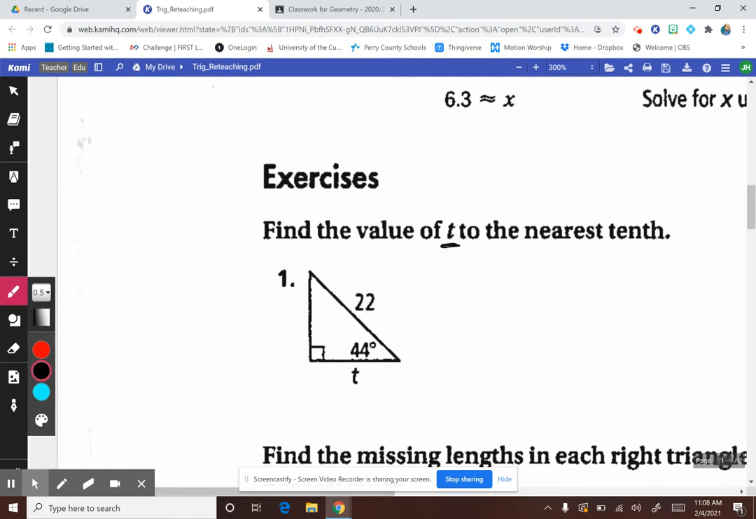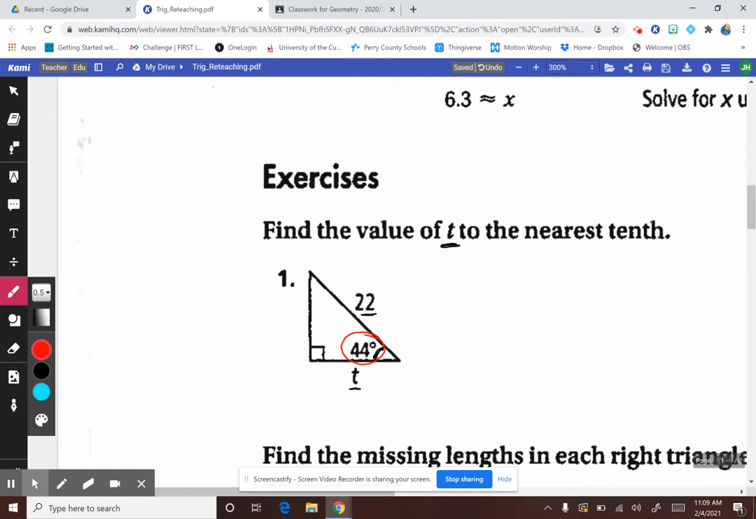So we're looking for the value of t. Well, you notice t is right here, okay? Now, the only other information that we're given is this side length right here, and this particular angle right here, which is 44. So what I want you to think about is when you're trying to solve these problems, you're always focusing on the angle, okay? The angle is the first place that you're trying to look because this is what's going to tell you what trig function you're going to use.